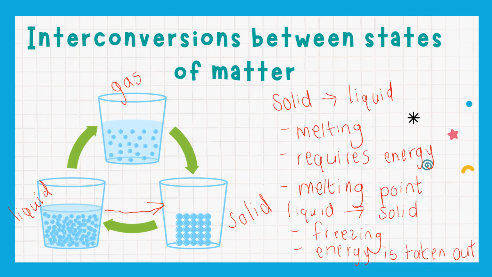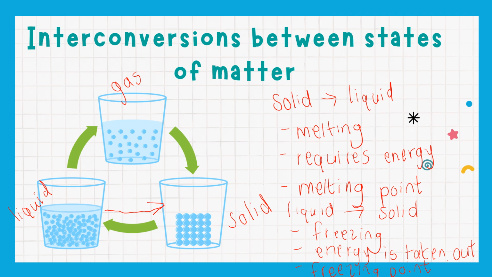So what happens to the particles? They lose energy, and because they lose energy, they move less and less, and eventually they will start to fall back into that regular pattern that we now know a solid is. Now, this also happens at a very specific temperature, and we call that the freezing point. So we have the melting point and we have the freezing point.